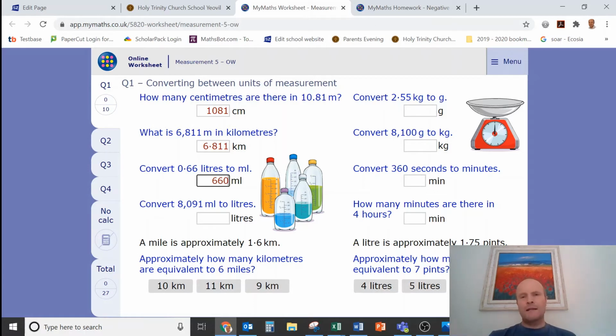Okay, the rest of it is really just revision. So grams to kilograms, 1,000 grams in a kilogram, seconds, 60 seconds in a minute, 60 minutes in an hour. The bit down here about a mile does tell you a mile is approximately 1.6 kilometres, a litre is approximately 1.75 pints. So it does give you information, and then you've got to multiply that.